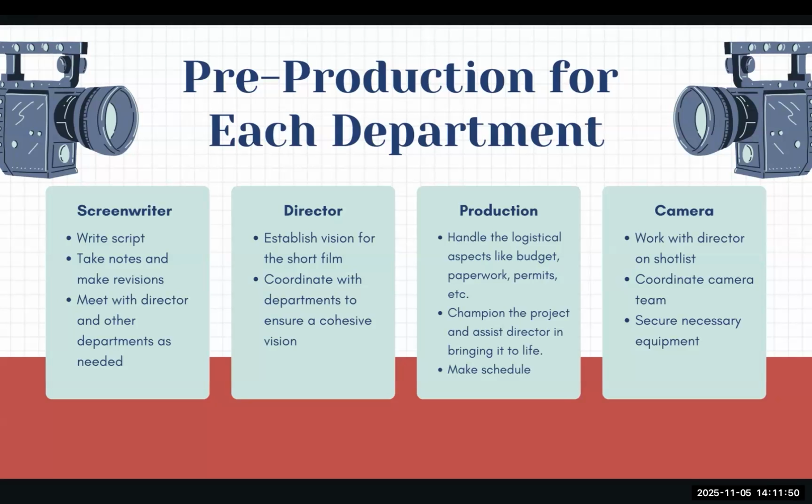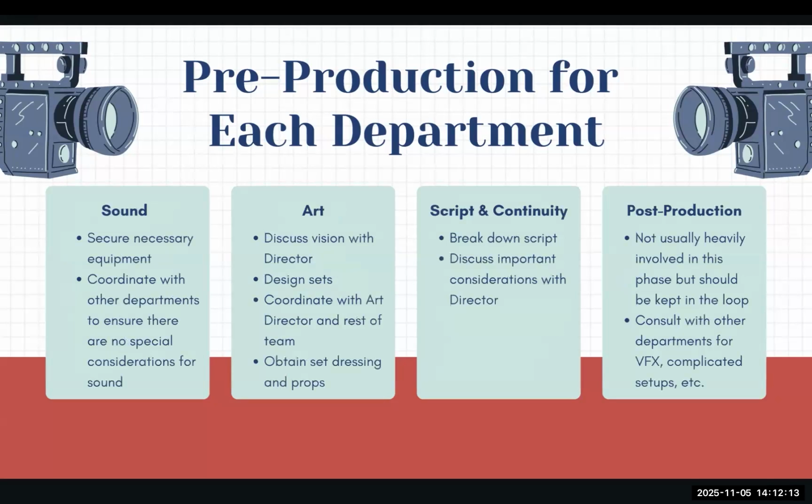And then we have camera department. The department head of camera would be the cinematographer or the director of photography. They work with the director on a very creative level. They'll collaborate on a shot list together. They'll coordinate their camera team and secure necessary equipment. That's sort of the basics of what they're doing in pre-production.